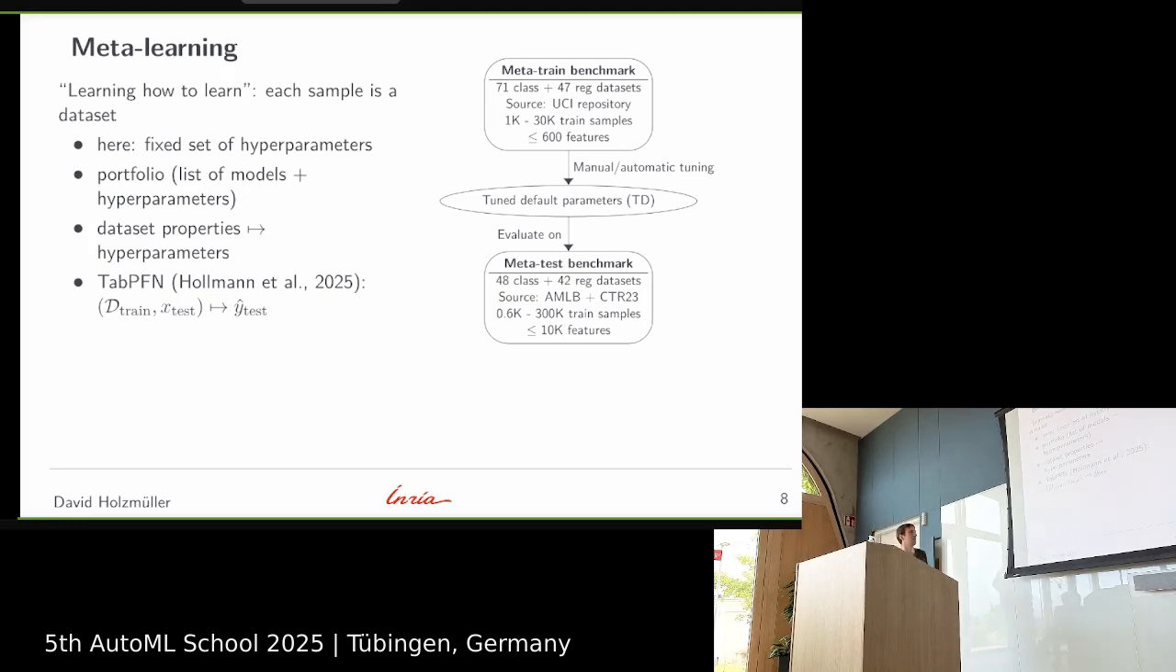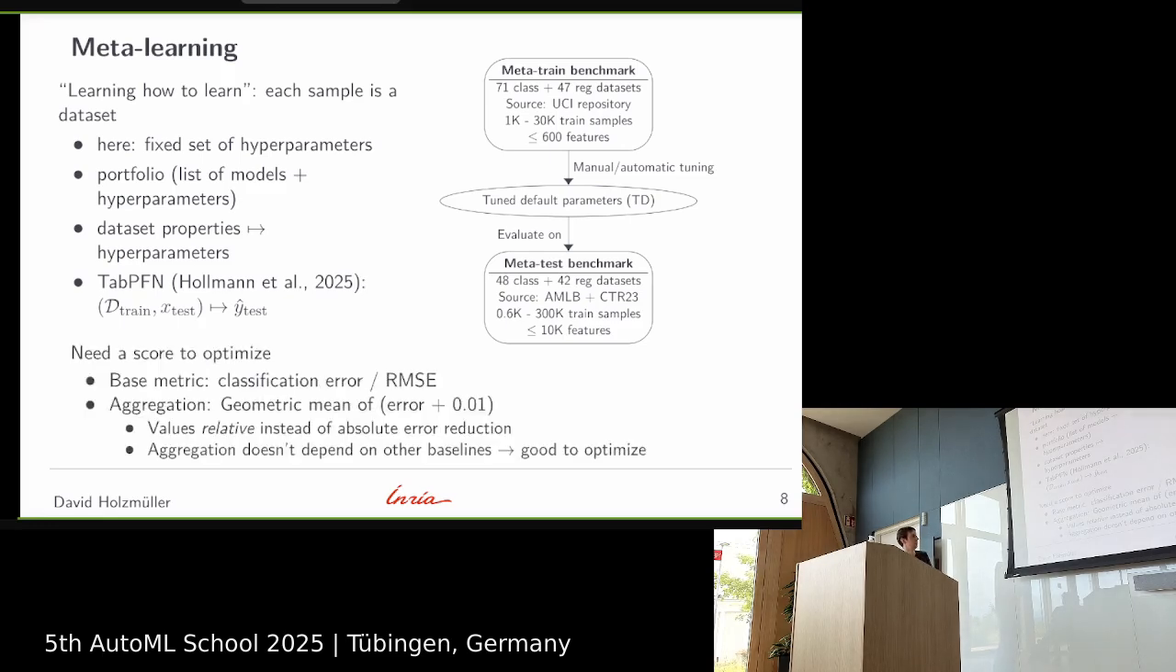Yeah. So there are of course the foundation models that learn the entire map from training set and test point to test prediction, and this can only work if you have more than 100 data sets, so they use millions of synthetic data sets. There are some works that try to get along with not that many data sets. And if you want to do this, in order to optimize the performance of your hyperparameters, you need to define what is the scoring function that you actually optimize.